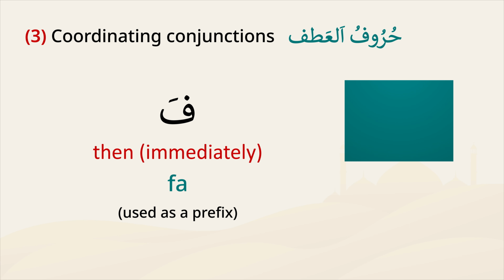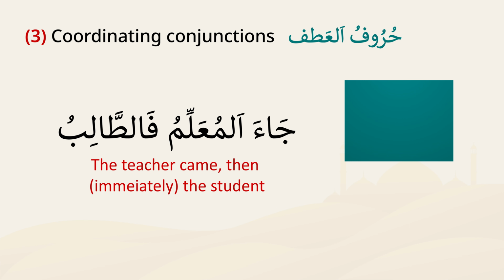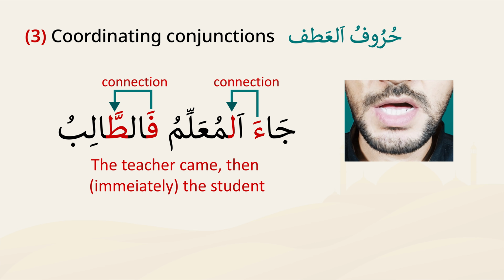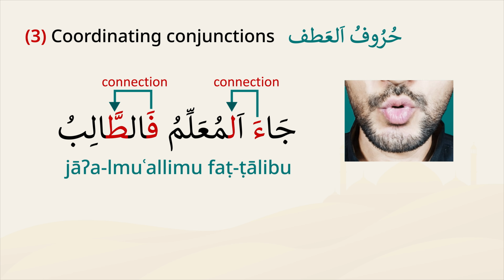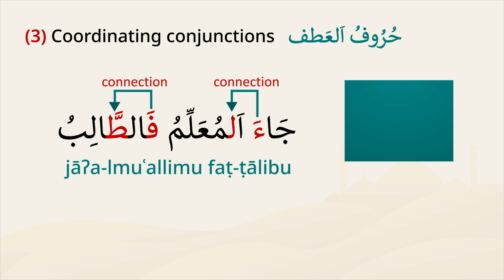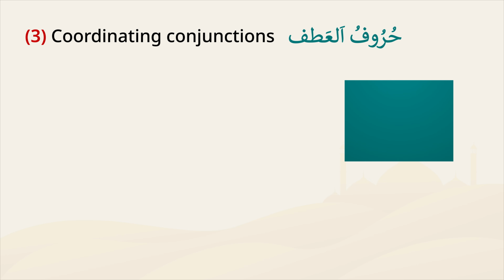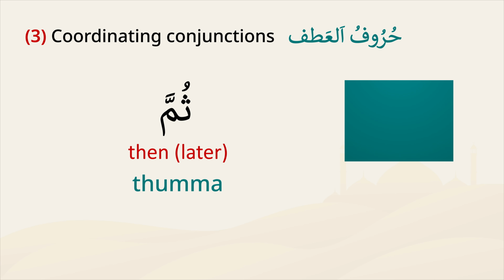In the third case of coordinating conjunctions, حروف العطف, we have the single letter conjunction, fa, which indicates immediate sequence. In the following sentence, it will be pronounced as جاء المعلم فالطالب.